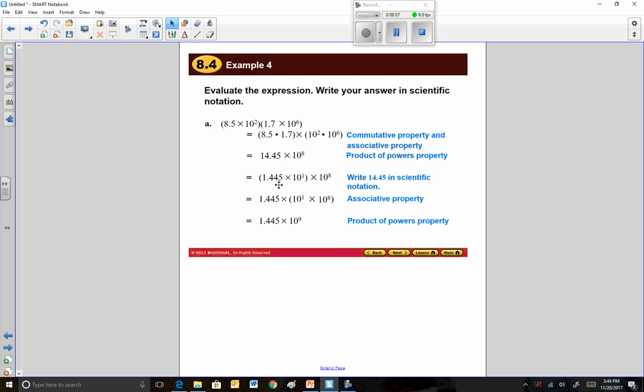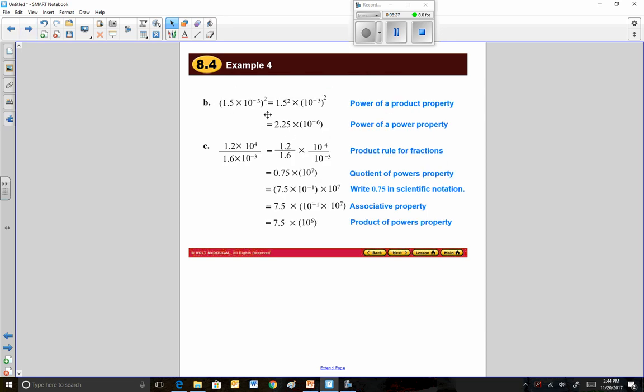Now, technically, this is how you're doing it. You changed it, you have 1.445 times 10 to the 1st power, just changing this to scientific notation, times 10 to the 8th. These two get grouped together, and so now you have 10 to the 9th, and you're all set. All right. These are also done the same way. You have to the 2nd power. So you have 1.5 to the 2nd power and 10 to the negative 3 to the 2nd power. So 1.5 to the 2nd power is 2.25, and 2 times negative 3 gets you 10 to the negative 6. So there's your final answer there. That is in scientific notation because that number is between 1 and 10.